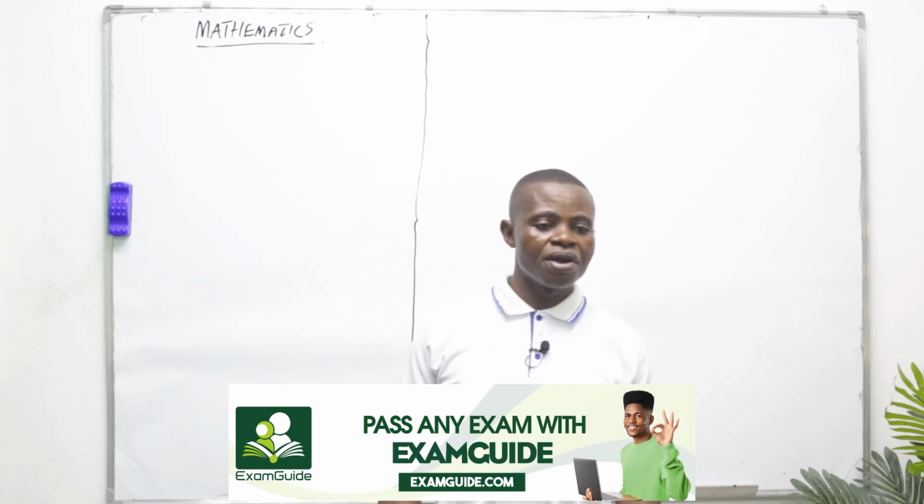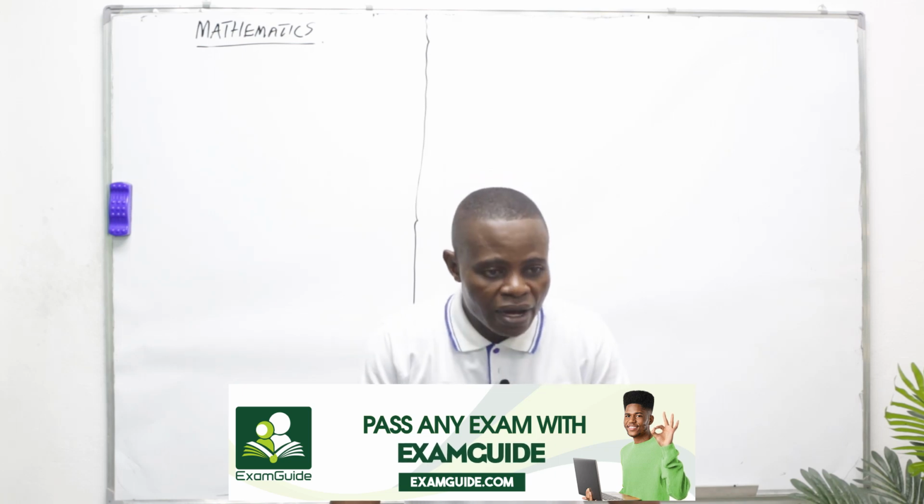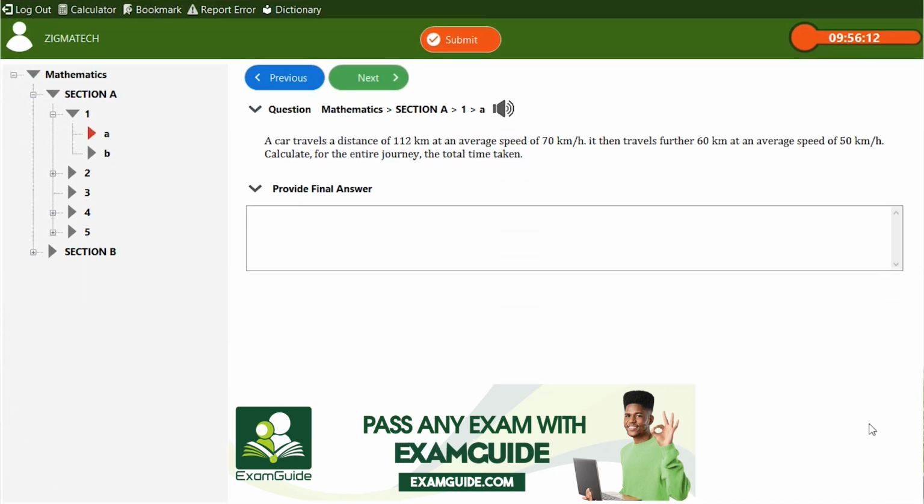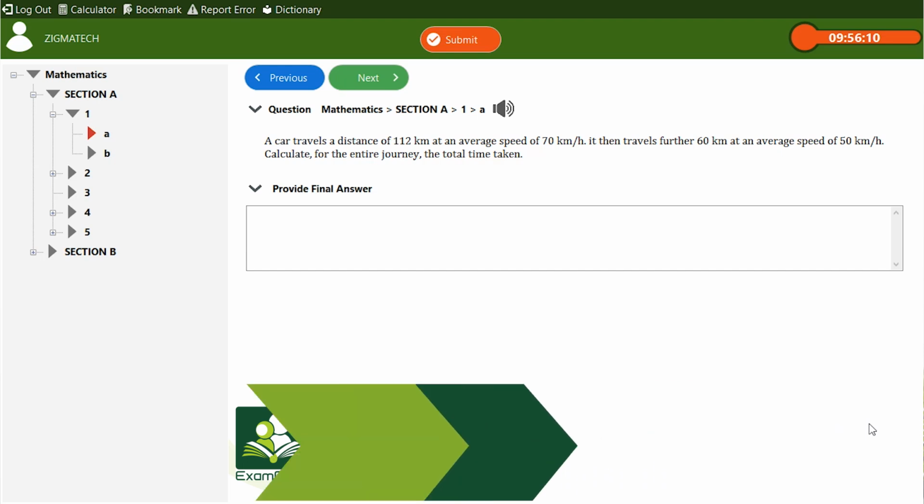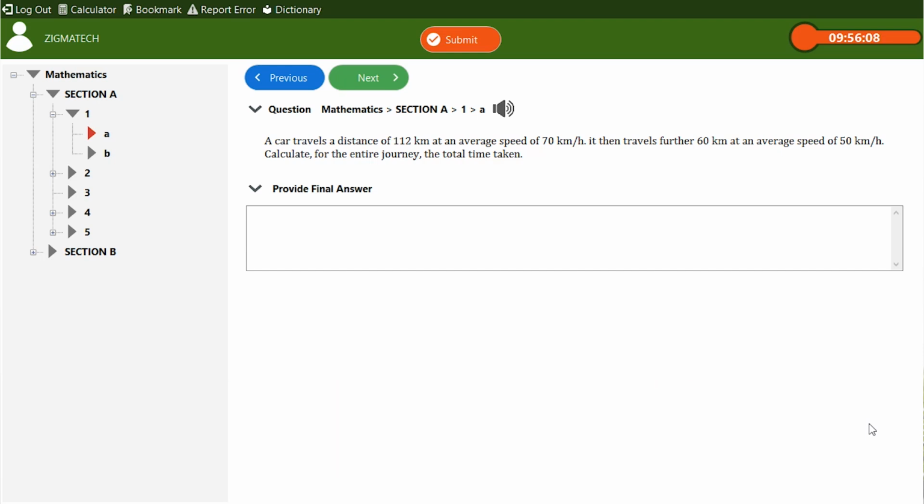Question number 1 here. A car travels a distance of 112 km at an average speed of 70 km per hour. It then travels a further 60 km at an average speed of 50 km per hour. Calculate, for the entire journey, the total time taken.